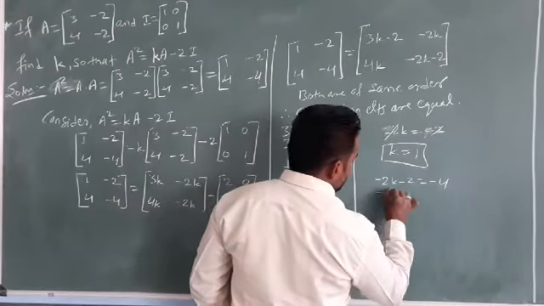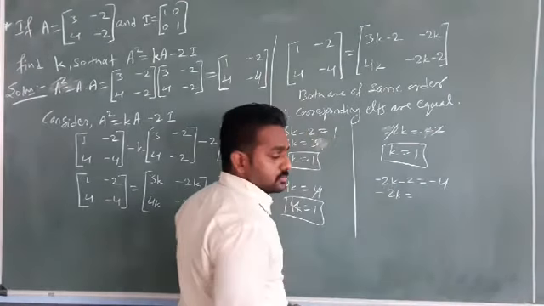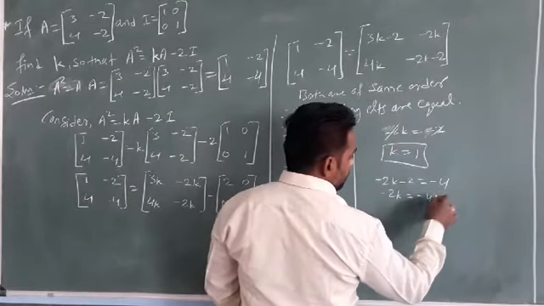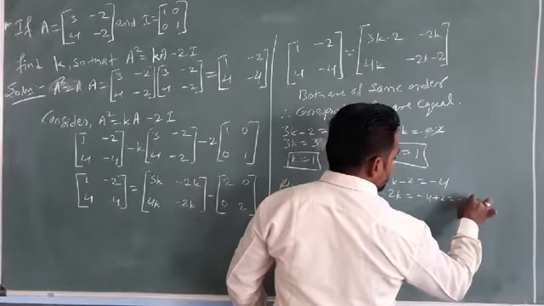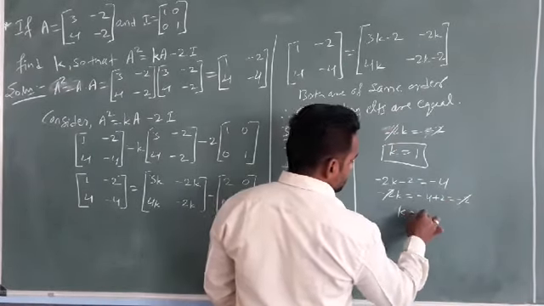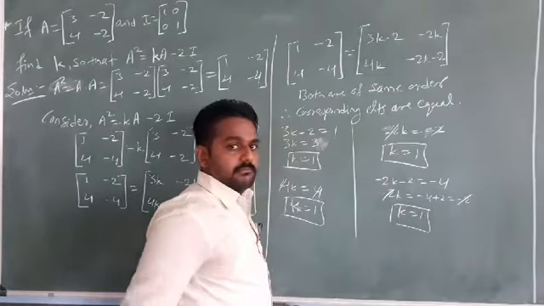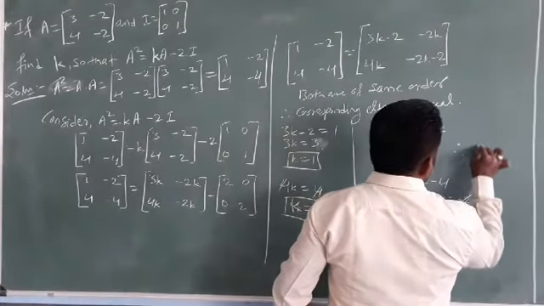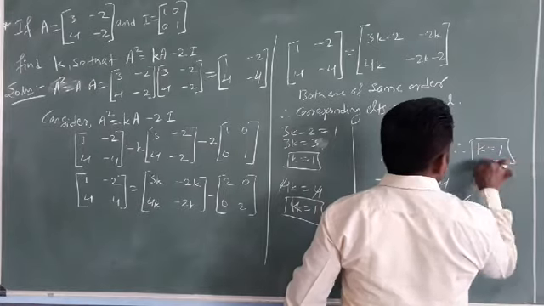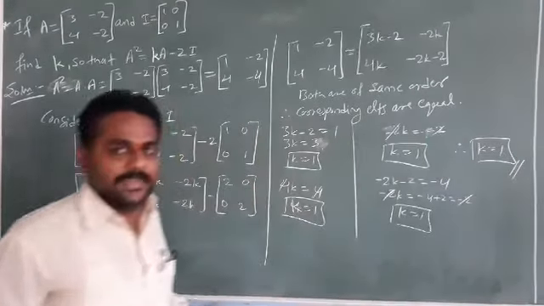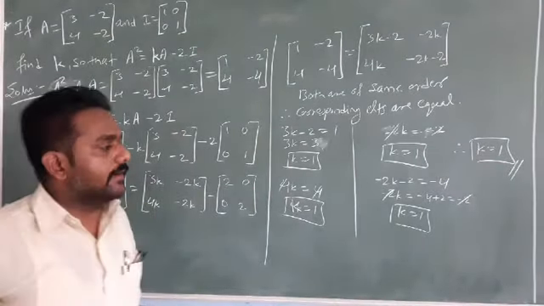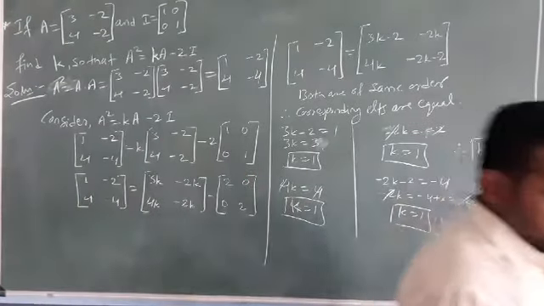Here minus 2k is equal to minus 4 plus 2. So equal to minus 2. Minus 2 minus 2 get cancelled. So here k equals 1. So ultimately in all 4 equations we got k equal to 1 only. So this is the value. Note it down, students.